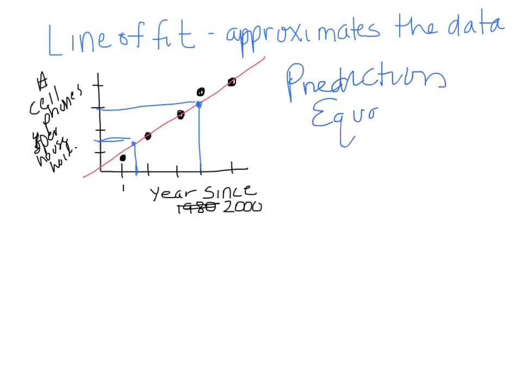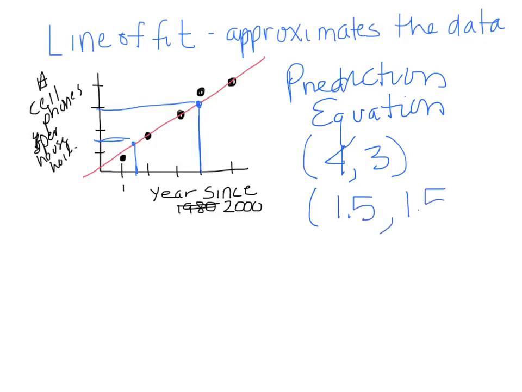So I need the equation of the line, that red line that I drew as a line of fit. So I'm going to pick 2 points on my red line, and I picked those 2 points here with blue. So it looks like I have this first point here, (4, 3), and this other point I have (1.5, 1.5). Okay, so my prediction equation is this red line. I found 2 points on that line, and I can find the equation of the line through those 2 points, and that will be my prediction equation. So let me do that real quick.